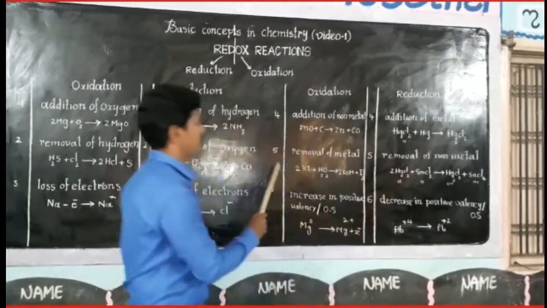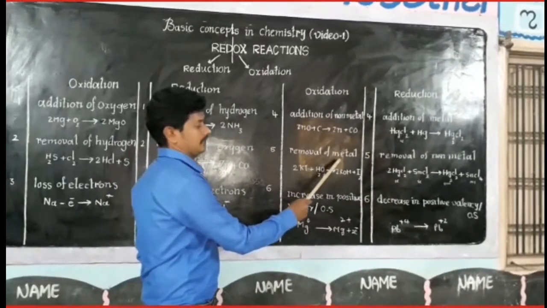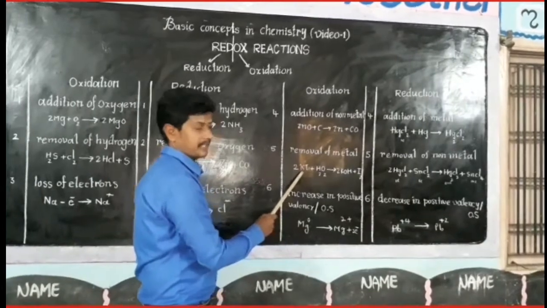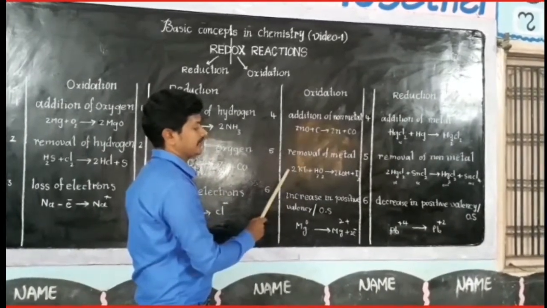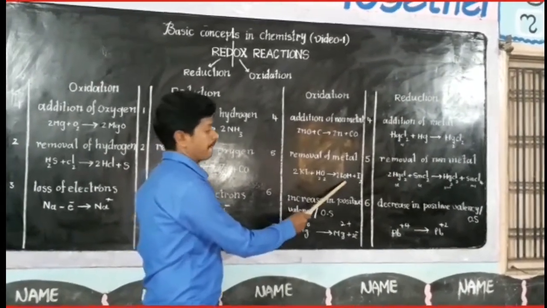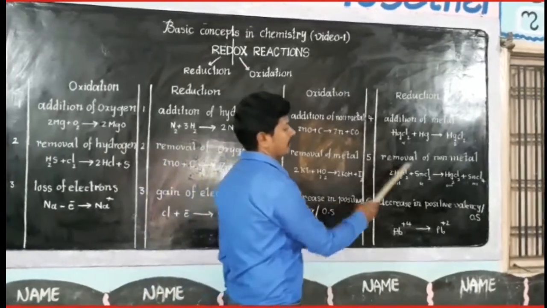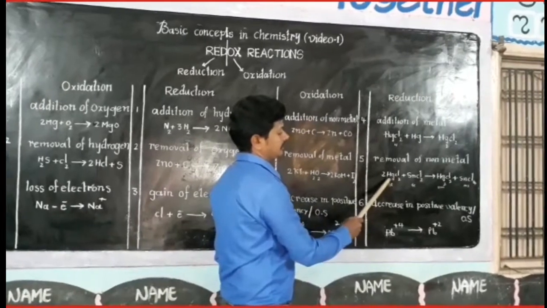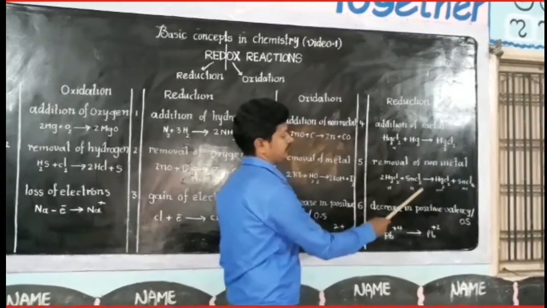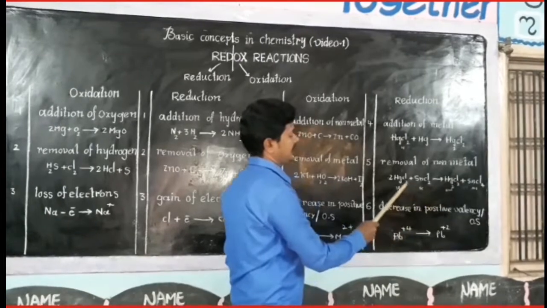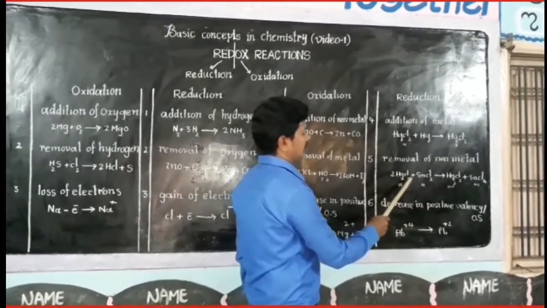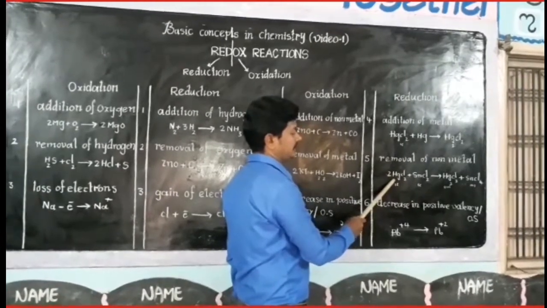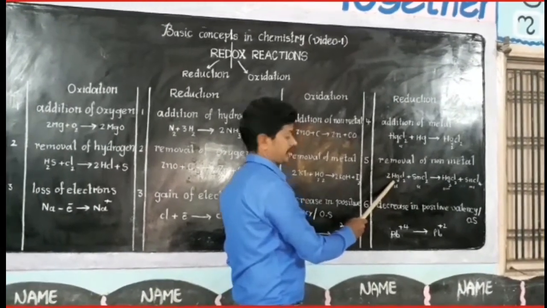Next, fifth one, removal of metal is oxidation. Here potassium, being a metal, is removed from KI, it is an example of oxidation reaction. Next, removal of non-metal is also reduction reaction. HgCl2 plus SnCl2 gives rise to Hg2Cl2 plus SnCl4. Here Cl, the non-metal, is being removed from HgCl2, it is a reduction reaction.